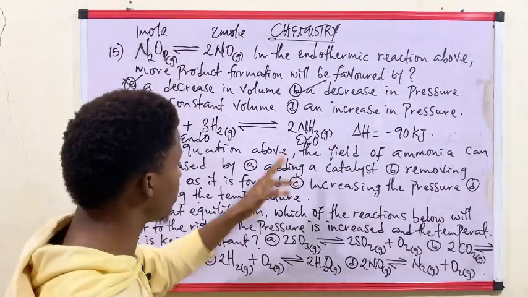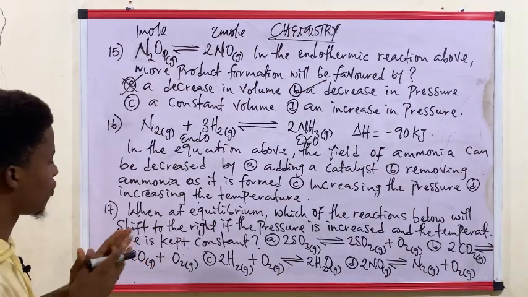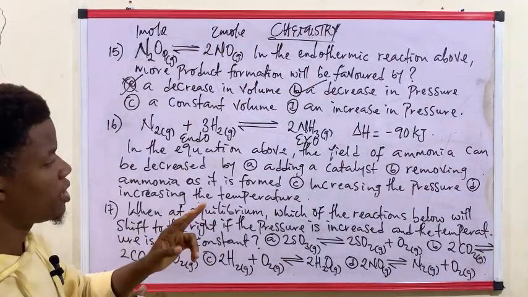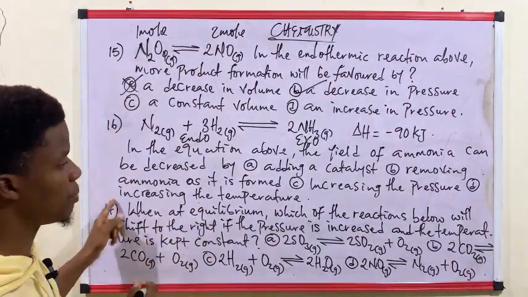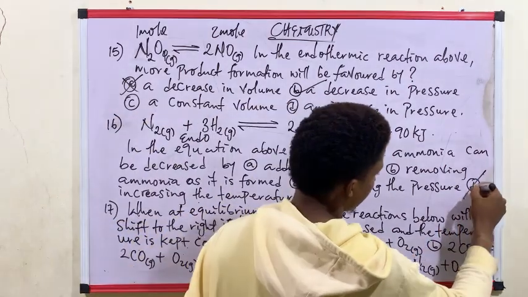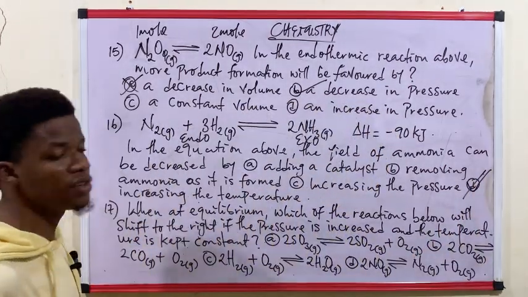How do we decrease ammonia? We look for increased temperature. Is there increased temperature here? Yes, option D. So that's the correct answer. Option D, increasing the temperature.